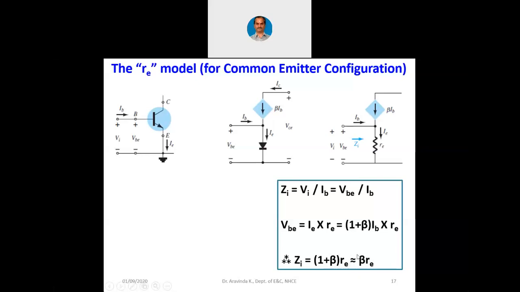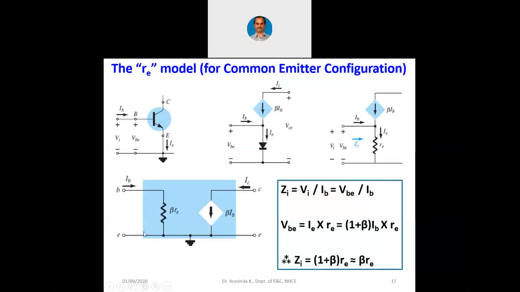This itself is the discussion of my earlier class where I told that the input impedance of the transistor can be represented using beta into Re. So in this VBE by IB, the IB gets cancelled, then we have this beta into Re. This expression can be represented as beta into Re at the input side and beta into IB at the output side. This itself is the pi model, also called the Re model.